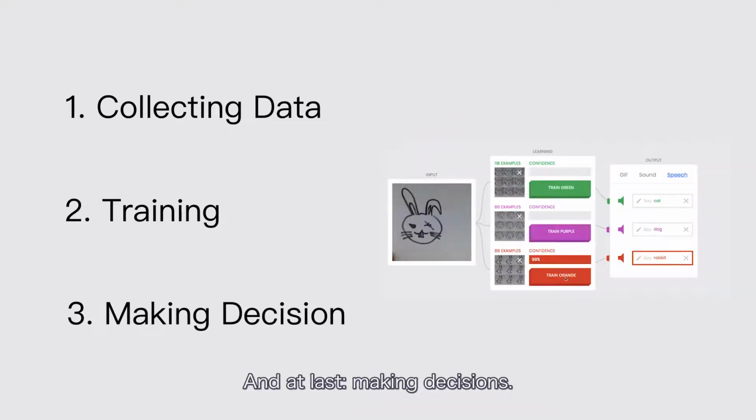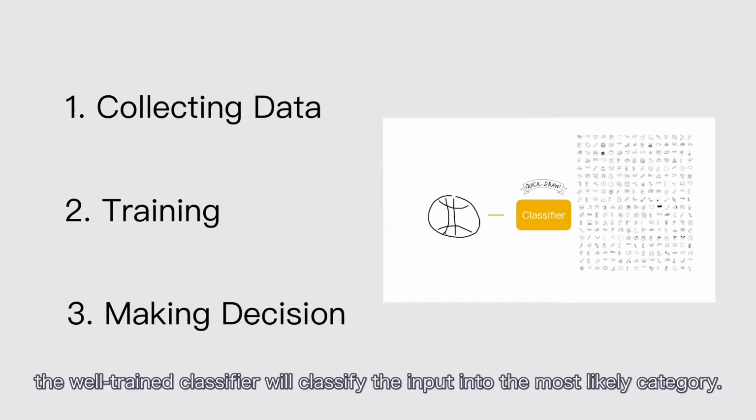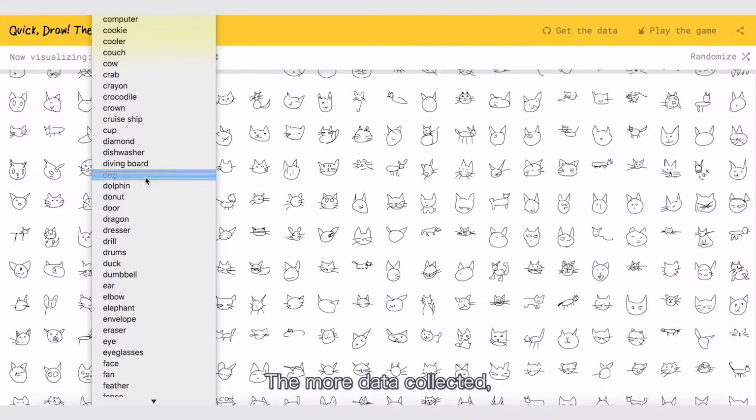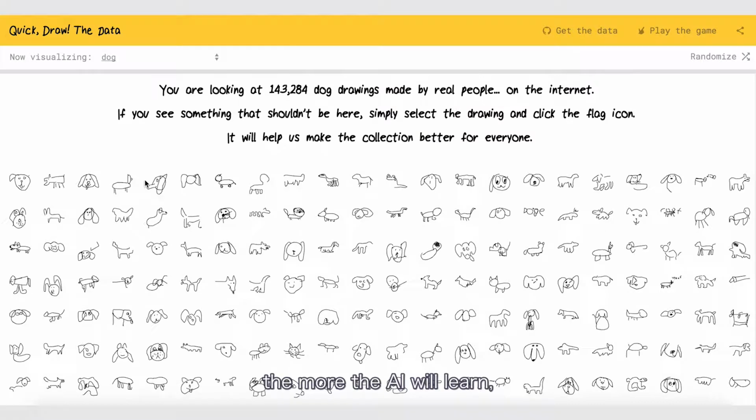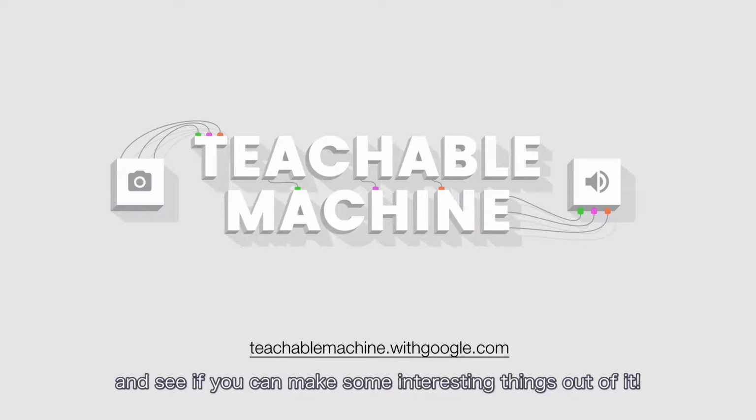And at last, making decisions. When given new input, the well-trained classifier will classify the input into the most likely category. The more data collected, the more the AI will learn, and the more accurate its decisions will be. That's it. Go on and try out the Teachable Machine for yourself and see if you can make some interesting things out of it.